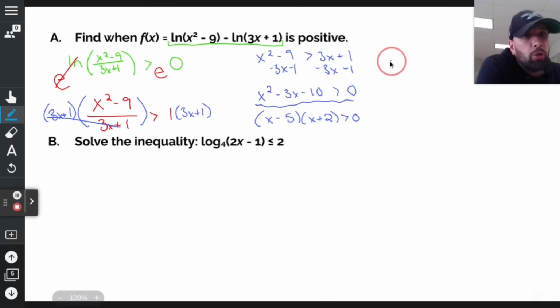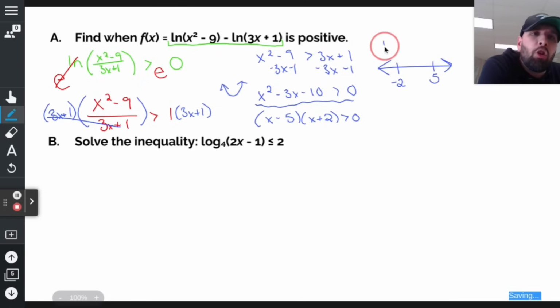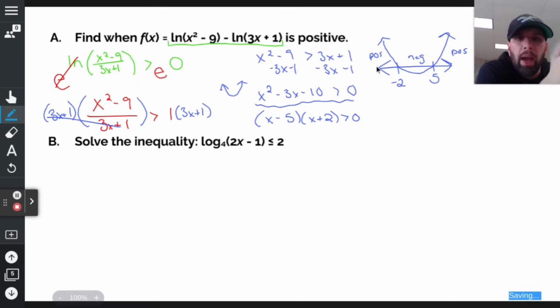And so, what you would do is you would say, well, this is a parabola, it looks like this. Okay. And I have to find the zeros, which I just found at negative 2 and 5. And so my picture is going to look like this, where it's positive over here, it's negative right here, and it's positive over here. So where are my guys positive? Well, the x values that make this positive are less than 2 and greater than 5.